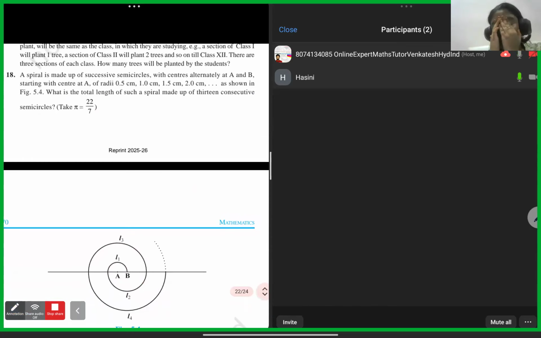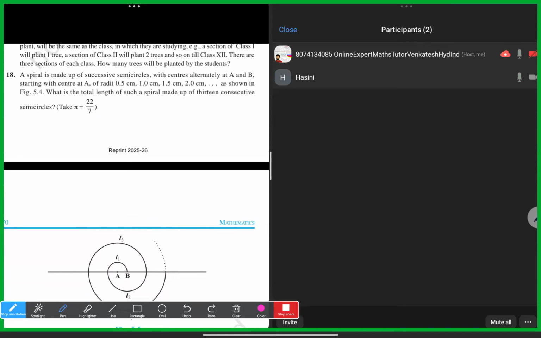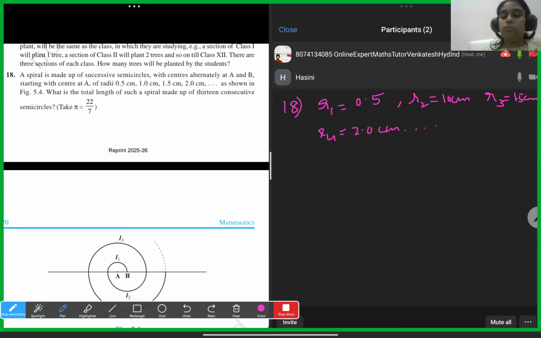Okay, sir. So now, for the 18th question, simply, first we'll write the radii, Hasni. Let us name the radii. Here the radii are actually the terms, Hasni. R1 is 0.5, R2 is 1 centimeter, and R3 is 1.5 centimeters, like that. R4 is 2 centimeters, and so on. Now, the total length of the spiral, Hasni.